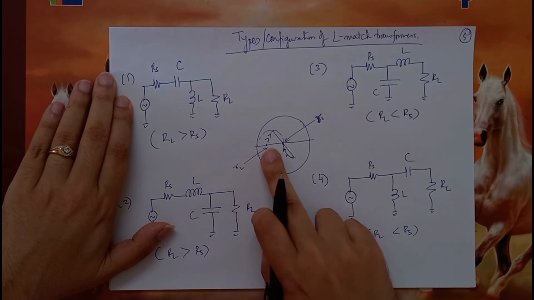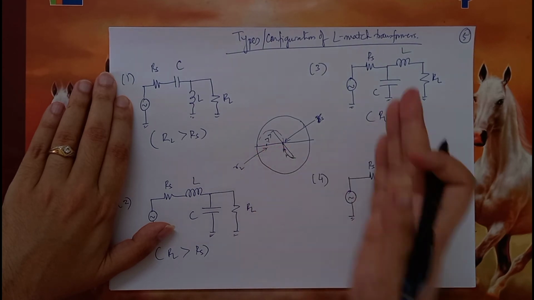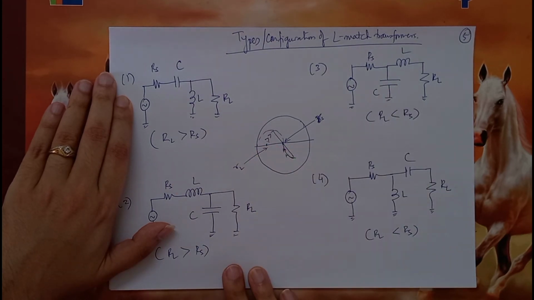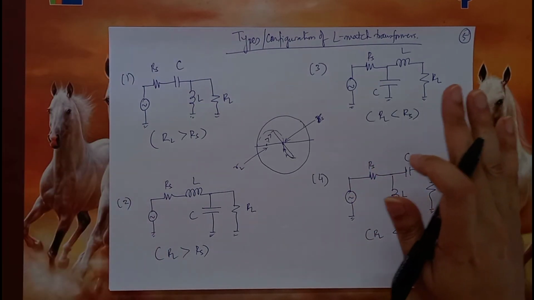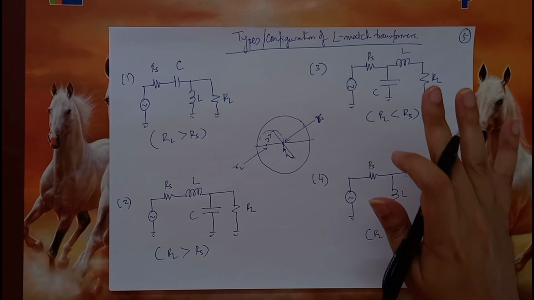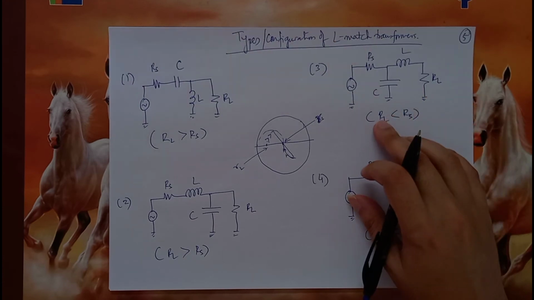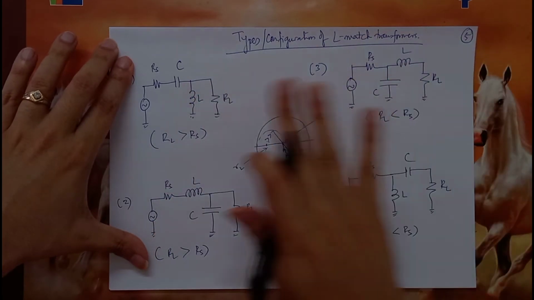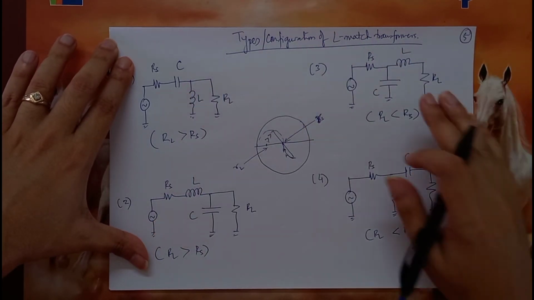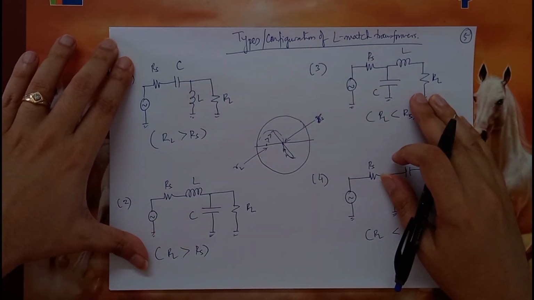And as you can see, in this case RL is indeed less than RS because it is on the left hand side of RS. So what we had learned using the Smith chart for these L-shaped matching networks using reactive elements like inductors and capacitors, the same way we are verifying using the analytical approach also.